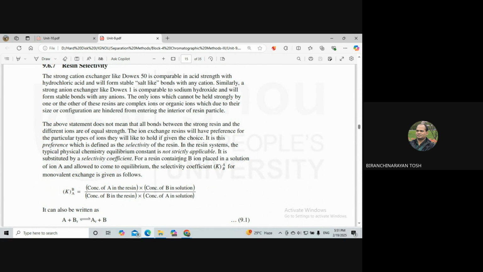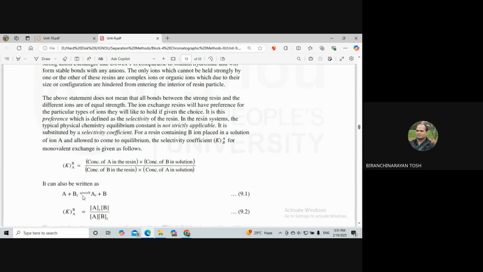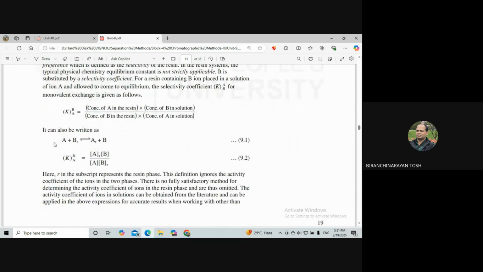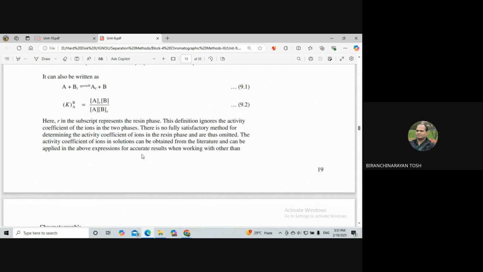So for a resin, for example, containing B ions placed in a solution of ion A and allowed to come to equilibrium, the selectivity coefficient K_AB for monovalent exchange is given as follows. K_AB, A to B, is the concentration of A in resin times the concentration of B in solution, divided by the concentration of B in resin and the concentration of A in solution. This can be written as A plus BR, where BR is in the resin, changing to AR plus B. So K equals AR times B divided by A times BR, where subscript R represents the resin phase.